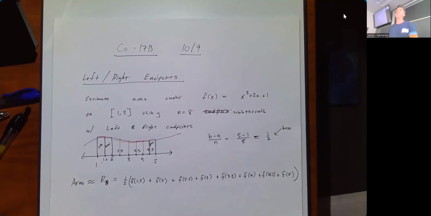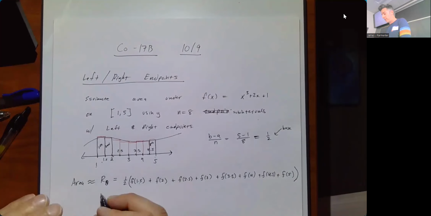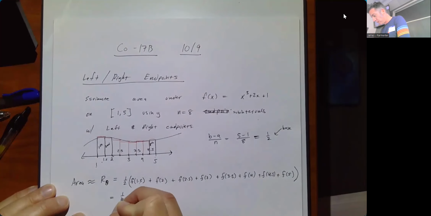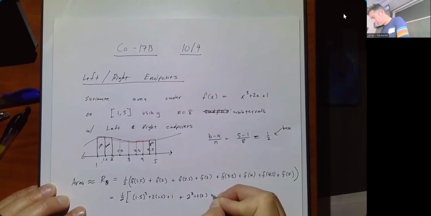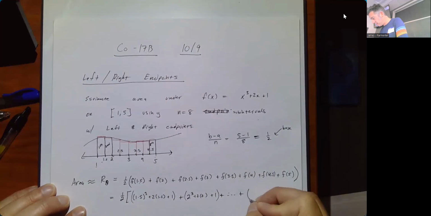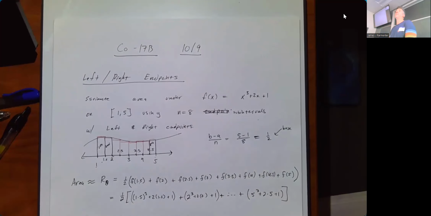So good. Now, to actually complete this problem, you'd have to do the annoying work of plugging in 1.5 and all these values into your function. I don't want to do this, but if you were doing this, you would get R8 equal to 1/2 times, it's gross, right? 1.5 cubed plus 2 times 1.5 plus 1. And then you go to the next one, 2 cubed plus 2 times 2 plus 1. And then you would just keep going until the very last one, 5 cubed plus 2 times 5 plus 1. I'm not going to do all that.